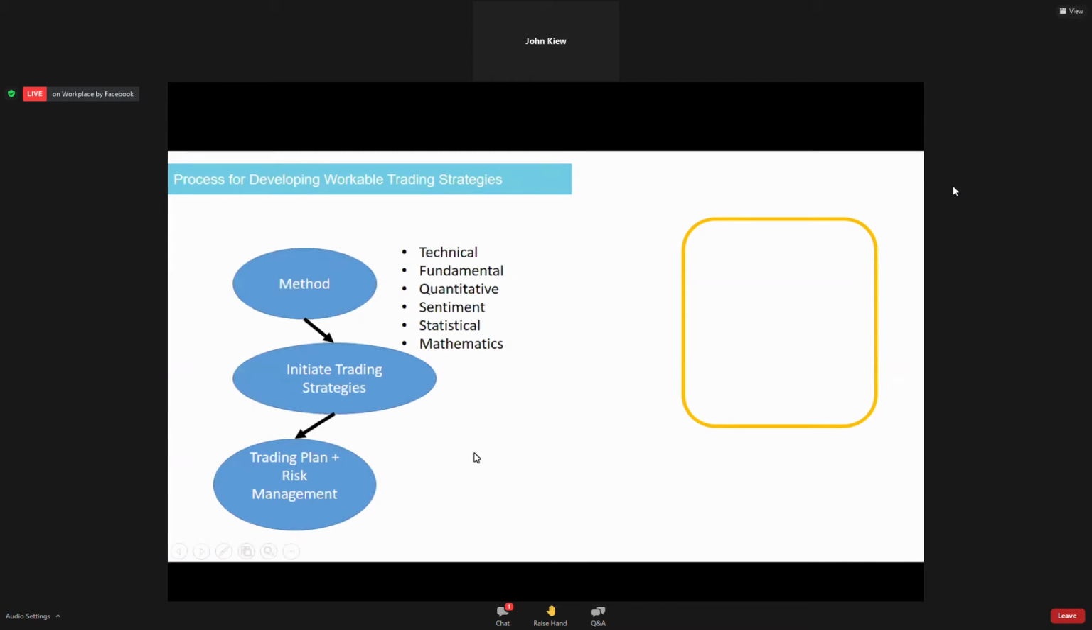Okay, then a trading plan usually will come with risk management. Without risk management, it tends to fail. So usually these 3 parts are very common. People read books, people attend courses to try to find a workable trading strategy, and this is the approach. These 3 elements.